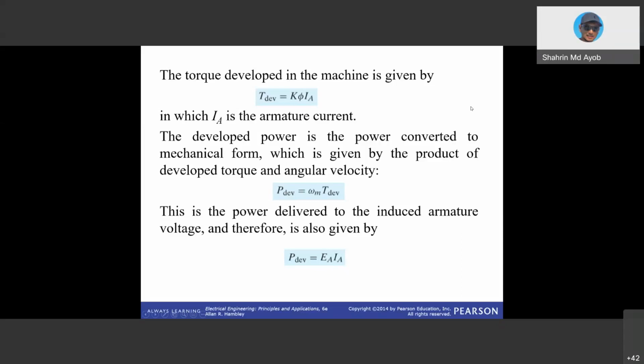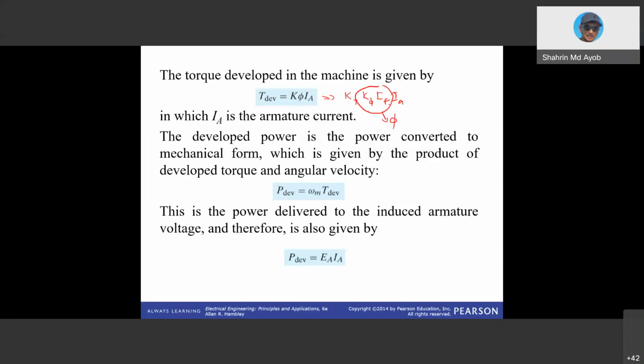Okay, Assalamualaikum, so we meet again. As you can see here, we have torque. The equation of the torque is equal to K flux IA, or sometimes you can write it as KT and K flux IF IA, where this one is the flux.